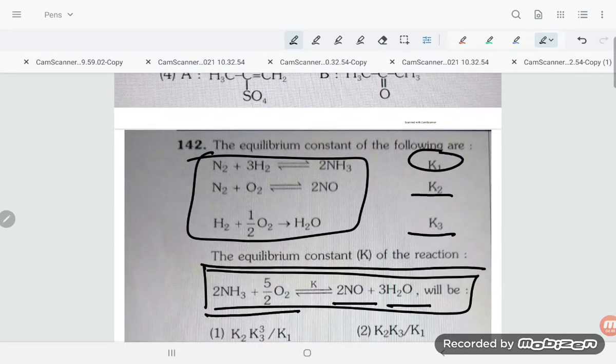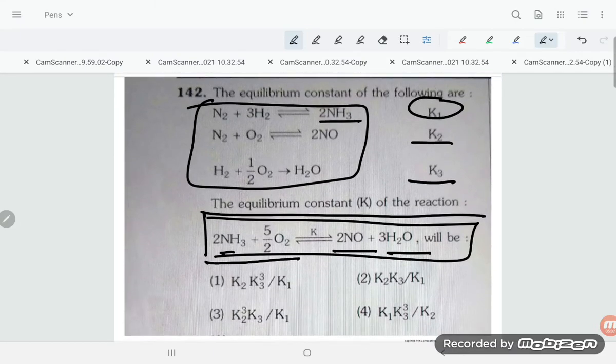So NH3 is in the product side, but here it is coming on the reactant side. So K1 is getting reversed; K1 is reversed, so for this reaction it will go up, K1 will go down. Now the second point, 5 by 2 O2, and here is O2, on the same side, but its power will change. The power you multiply by this, okay, 2NO is there, no problem.